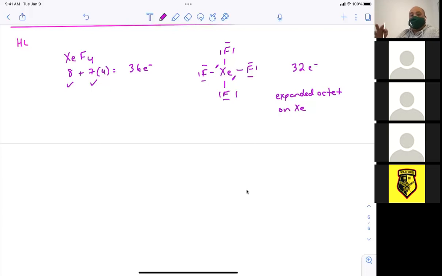So you can still follow the same formula. And so if you get fewer electrons in your test structure that has octets than what you have budgeted, every extra electron goes on the central atom. That's the only twist for HL. There's no changing in how you do things. It's just you add electrons instead of adding bonds.